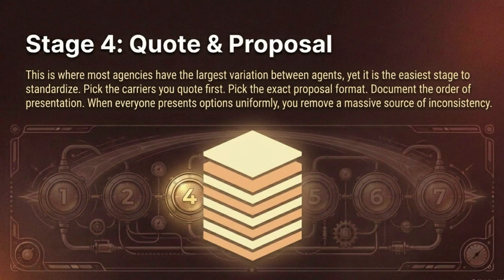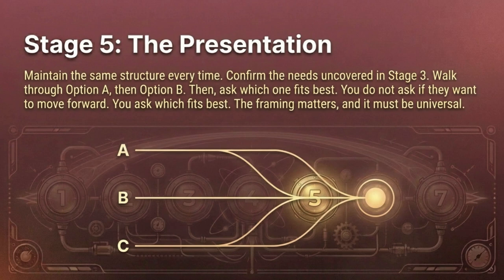Stage 4 is quote and proposal. This is where most agencies have the largest variation between agents, and it is the easiest stage to standardize. Pick the carriers you quote first. Pick the format the proposal is delivered in. Pick the order you present options. Document all of it. When every agent presents 2 or 3 options in the same format, you remove a huge source of inconsistency.